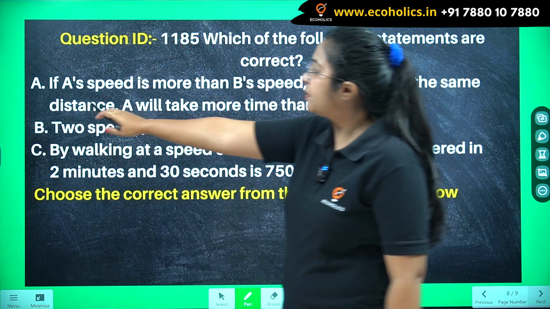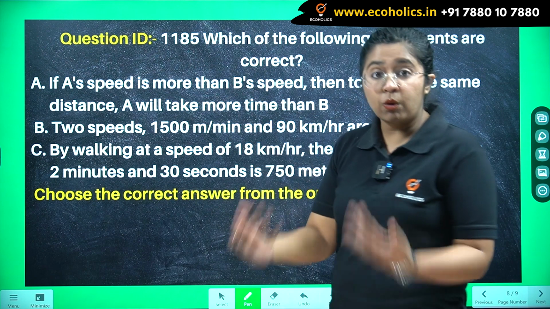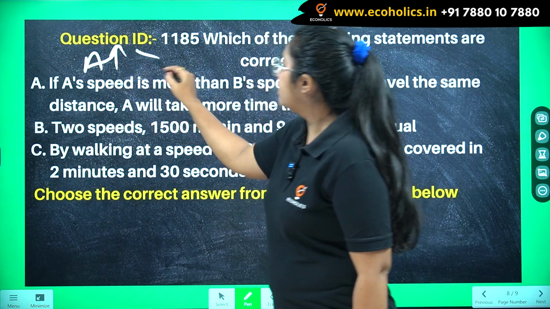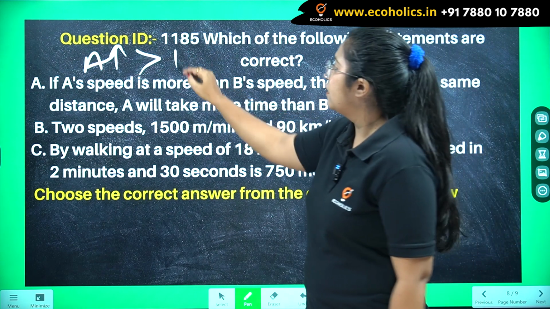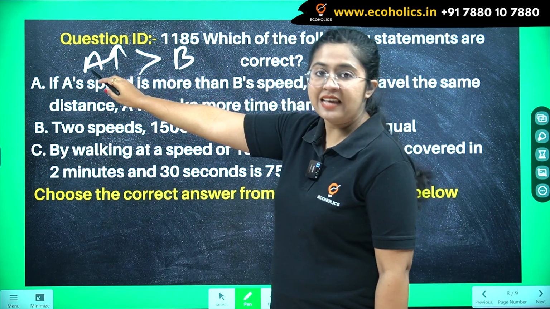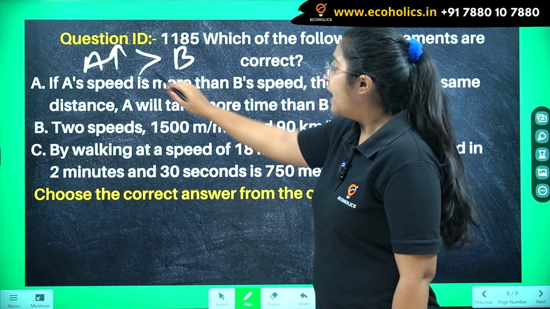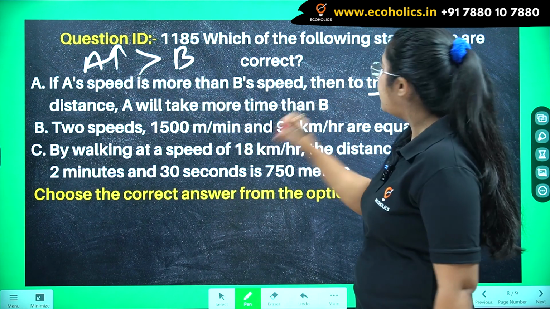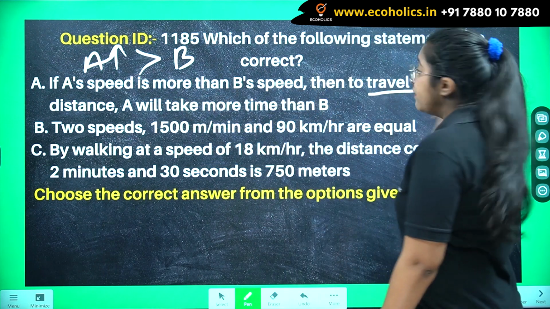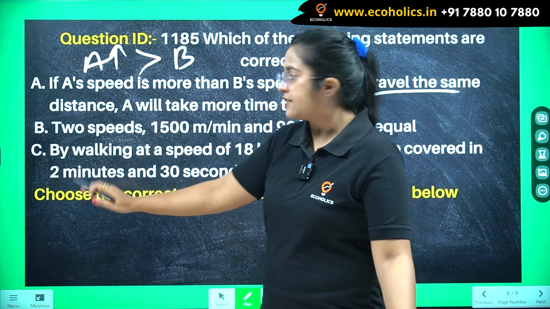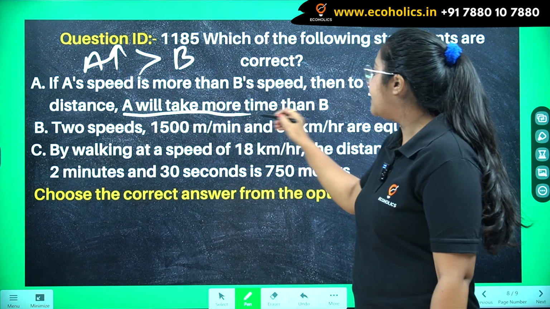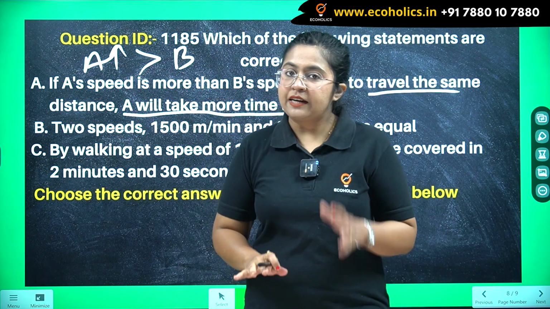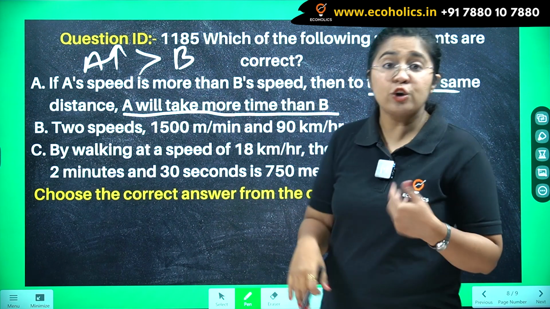Now the first statement is, if A's speed is more than B's speed. So let's say A's speed is A and B's speed is B, and A's speed is more than B, then to travel the same distance, A will take more time than B. Now with this single statement, definitely you can say that this is not true.